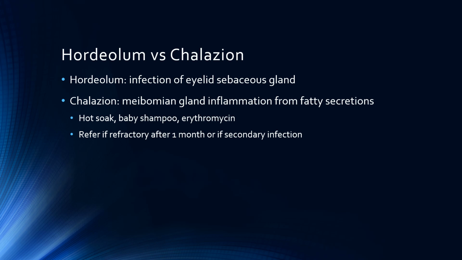Hordeolums are infections of the eyelid sebaceous glands, to contrast with chalazions, which are just inflammation of the meibomian glands from the fatty secretions. You would treat hordeolums with antimicrobials. With chalazions, you would try to treat conservatively with hot soaking, baby shampoo, and erythromycin, and you might consider referring the chalazion if your conservative treatments aren't working after a month, or if they have a secondary infection.